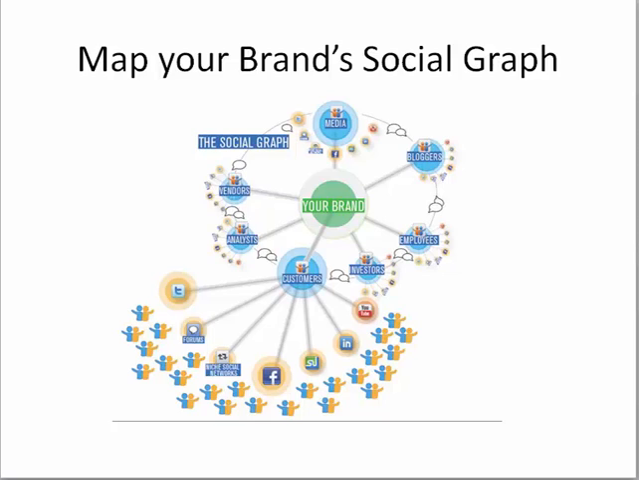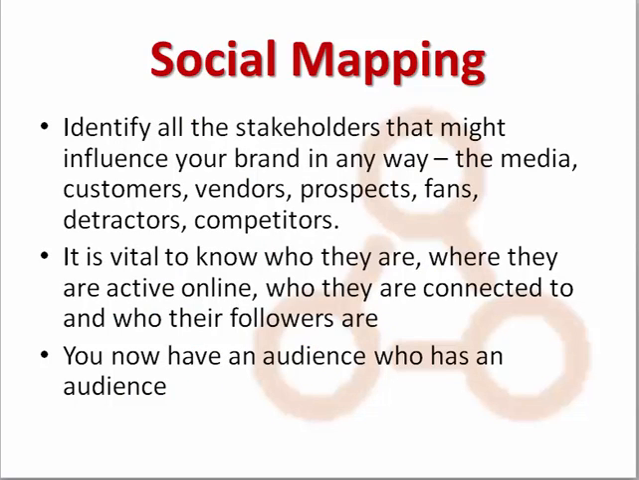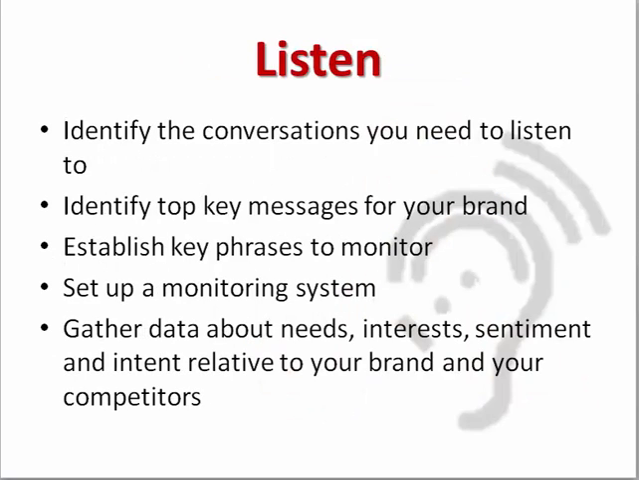So you start off by mapping your brand's social graph. Your brand does not exist in a vacuum, and also just be aware that you now have an audience who has an audience. So you're not only talking to your followers, you're talking to their followers. You need to identify all the stakeholders that might influence your brand in any way and figure out where they're active on social media and who they're connected to and who their followers are.